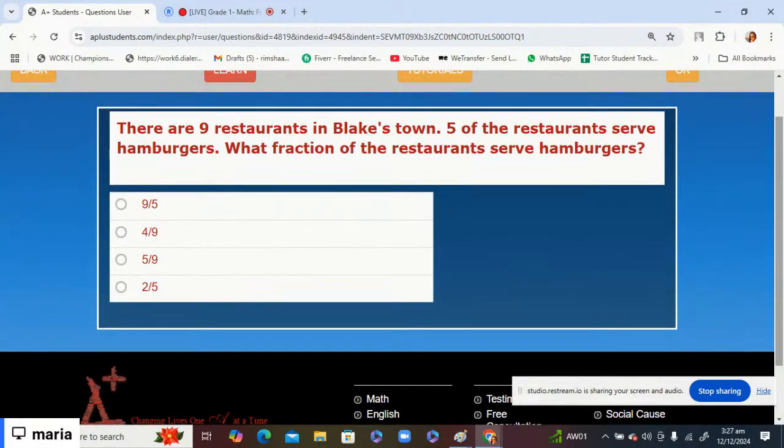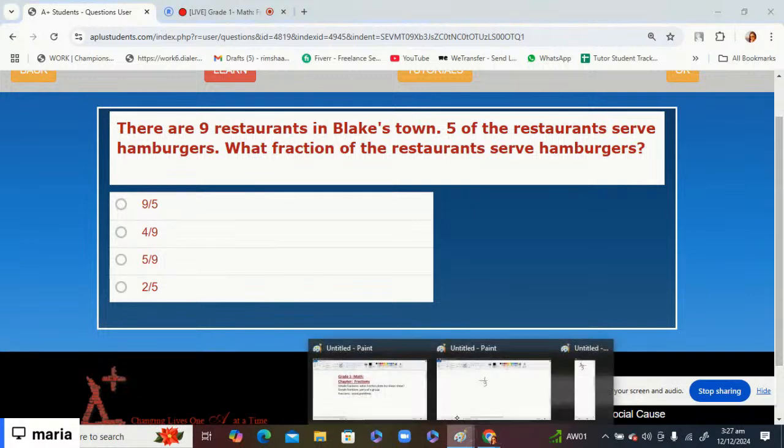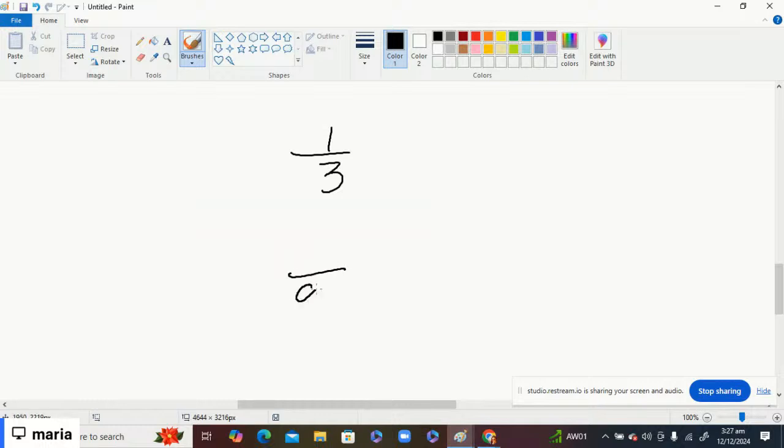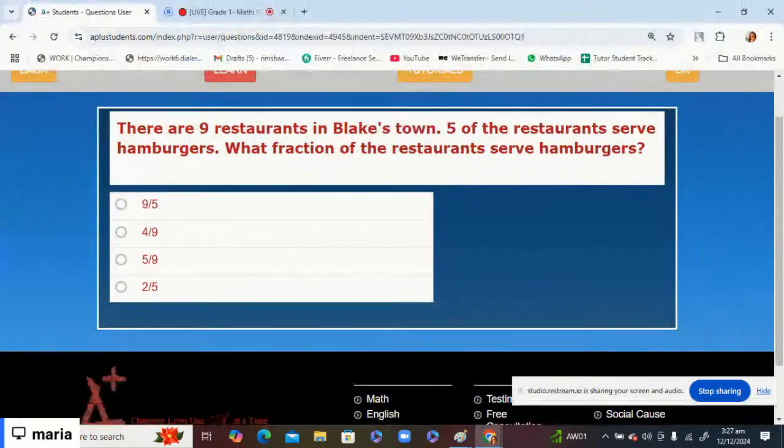There are 9 restaurants in Black Town. 5 of the restaurants serve the hamburgers. What fraction of the restaurants serve the hamburgers? How many total number of restaurants are there? This is 9. Okay, and 5 of the restaurants serve the hamburgers. So its total is 9. Just putting the total in the denominator, and how many serve the hamburgers? 5. So 5 by 9.